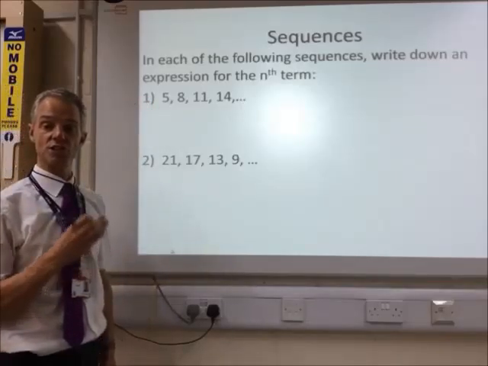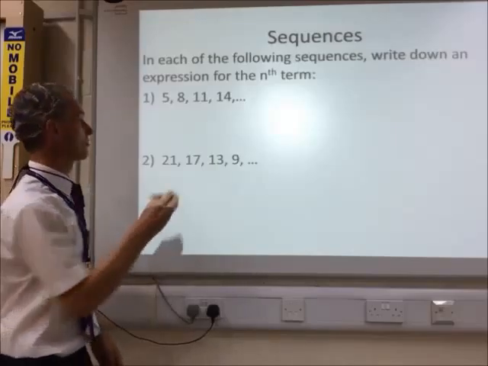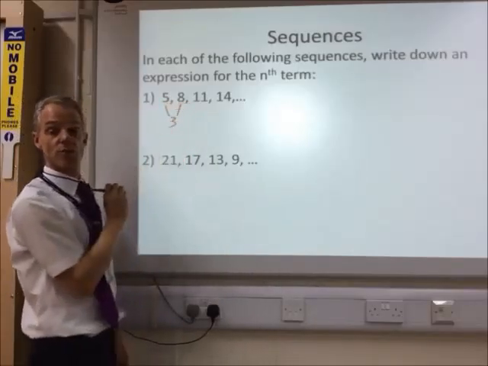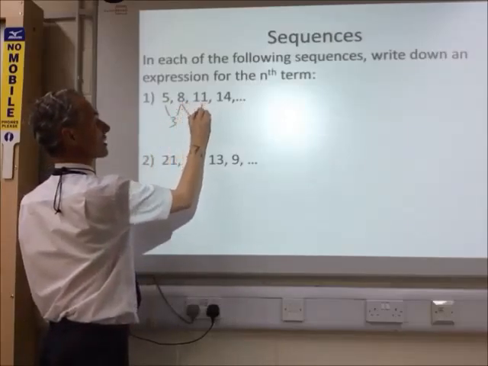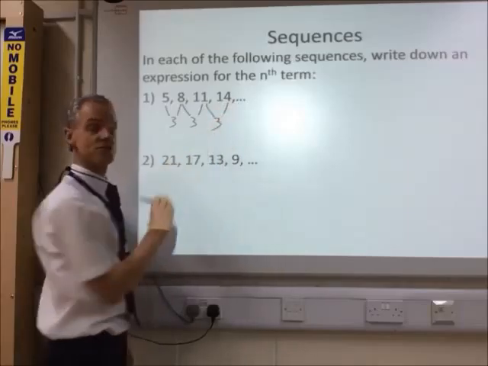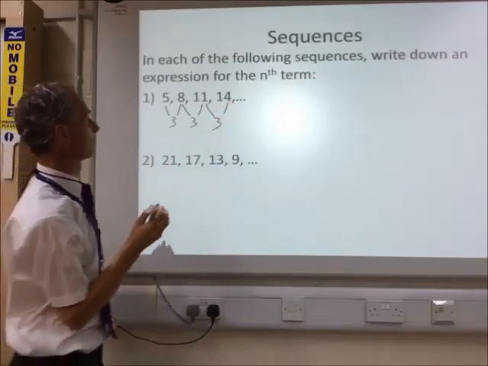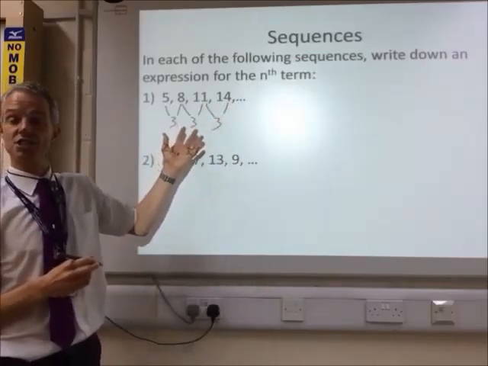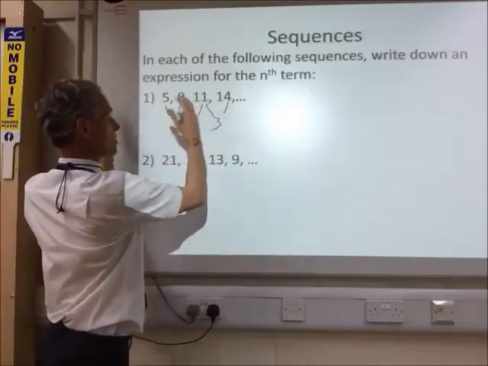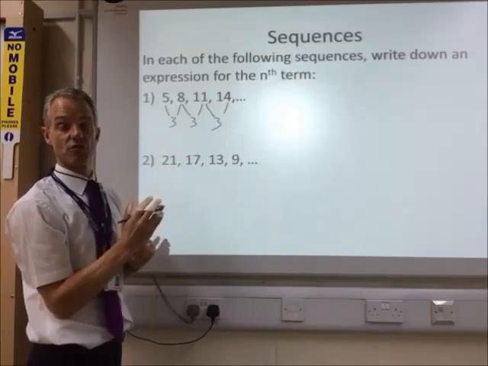What we do first of all is look for the difference between each of the numbers. So from 5 to 8, we've gone up 3. From 8 to 11, we've gone up 3. And from 11 to 14, we've also gone up 3. So it's a little bit like a 3 times table because we're going up 3 each time. It's just that it happens to be shifted a little bit further to the right.